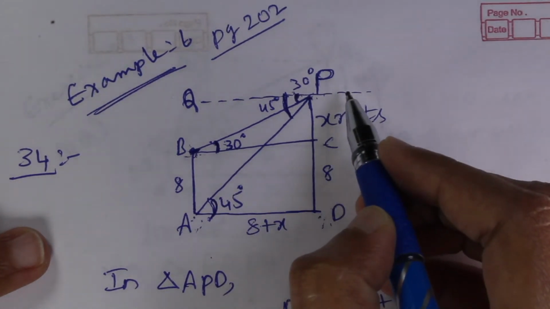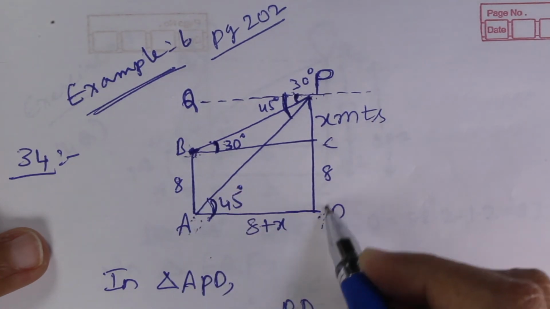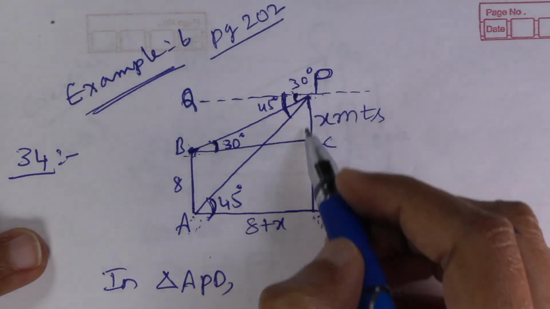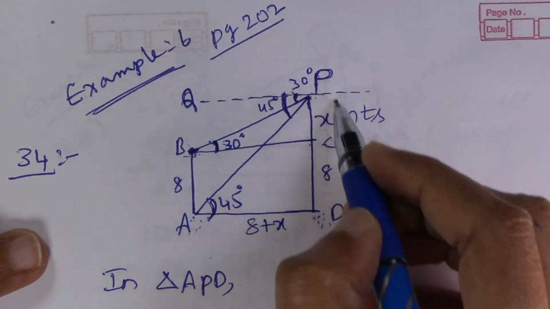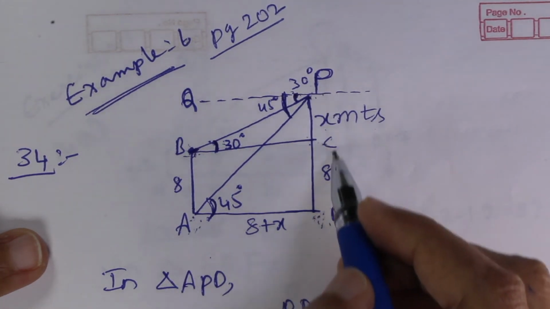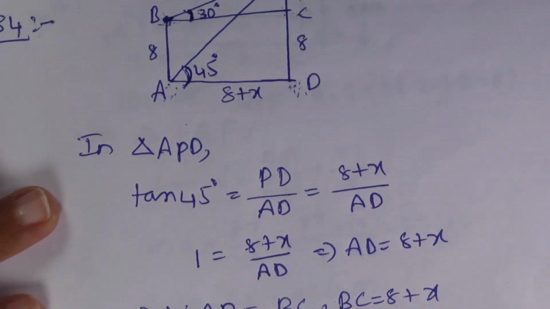Now let's assume, because AB is 8 meters, CD will also be 8 meters. Now let's assume PC to be x meters. So the height of the multi-storied building becomes 8 plus x meters. So we have to find out the value of 8 plus x. Okay, now let's look at the triangle APD.